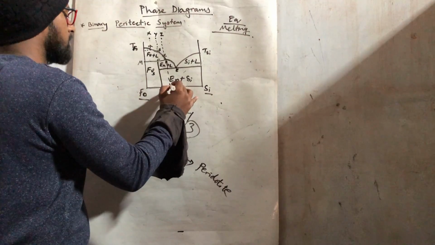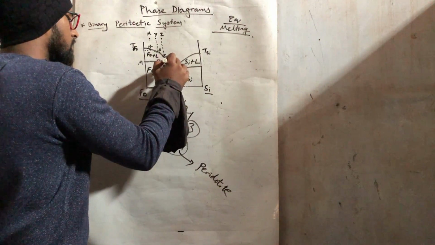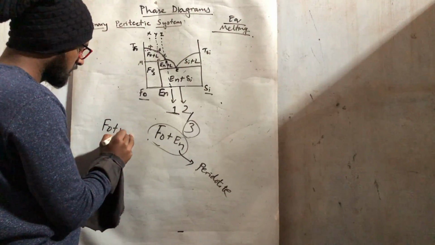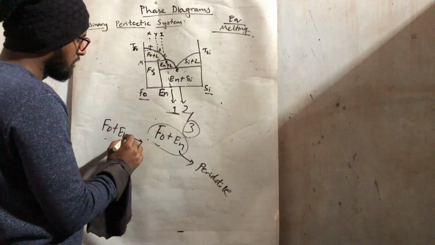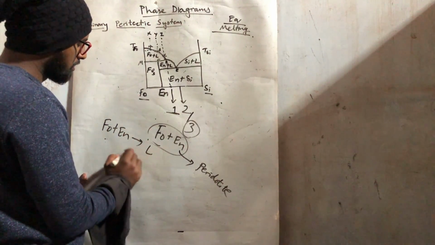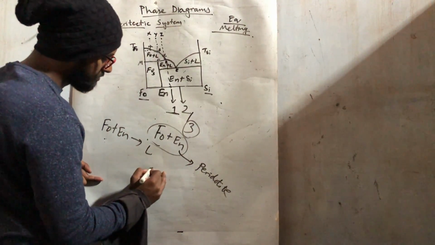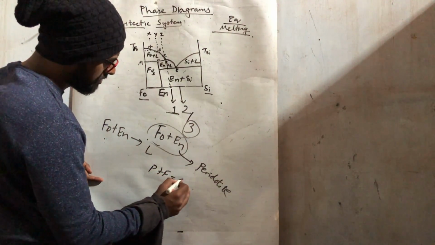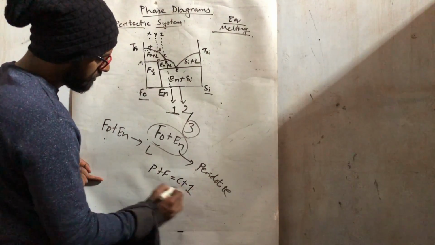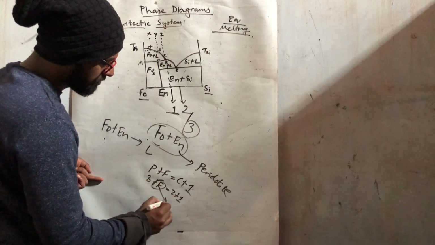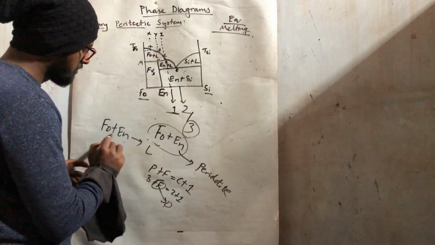This rock's temperature will increase up to point R, where we will have forsterite plus enstatite, and then they will produce the total liquid. So we have 3 phases. Therefore, at this point, 3 phases means P plus F equals C plus 1, 3 plus F equals 2 plus 1, so F equals 0. Therefore, 1 needs to be consumed.